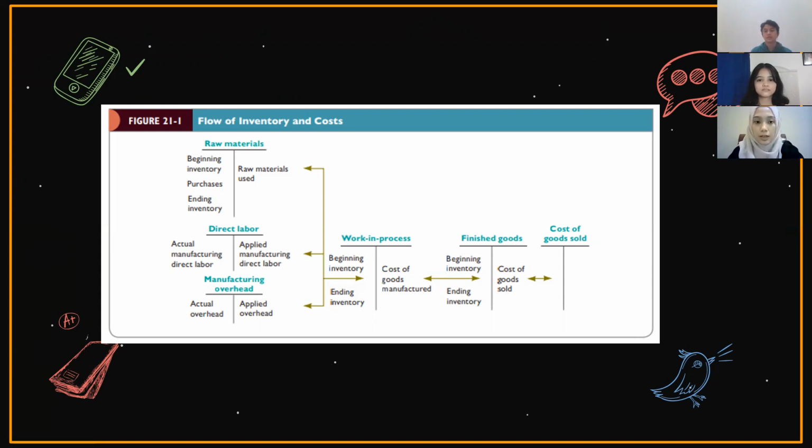Then direct labor. Determine actual manufacturing direct labor and applied manufacturing direct labor. Then manufacturing overhead. Usually applied overhead is still an estimate that can use a percentage approach or an hourly time approach and other methods. After getting a definite number, it is calculated actually and then the final value will be found. The work in process section, there is a beginning inventory that combines the use of raw materials, direct labor, and overhead. Then we get the ending inventory and then calculate cost of goods manufactured, then finished good, and so on until we get cost of goods sold.